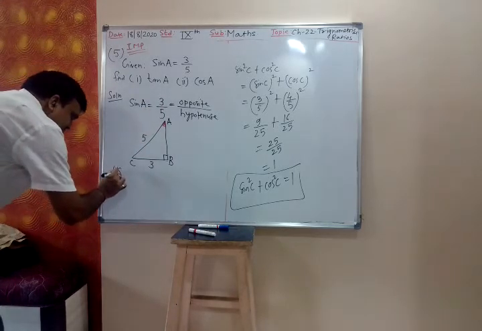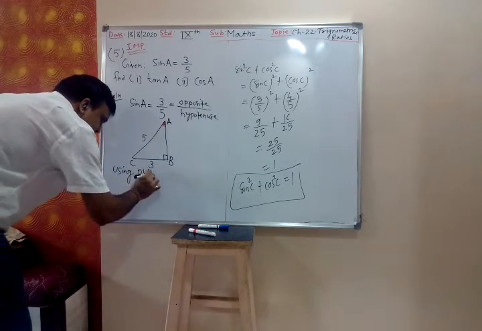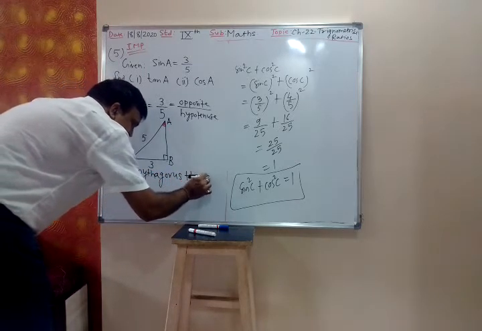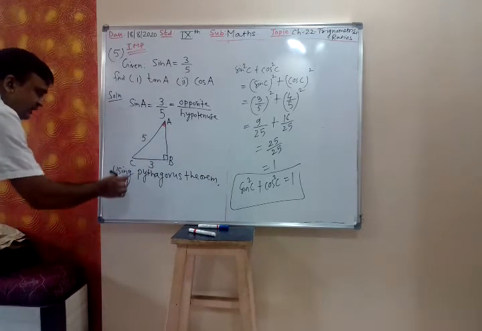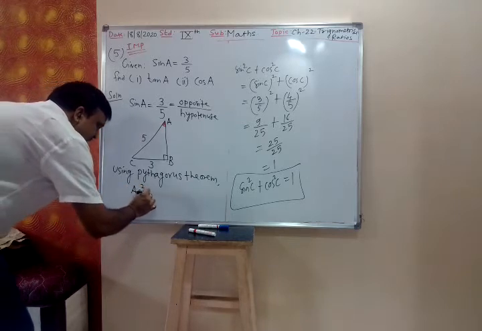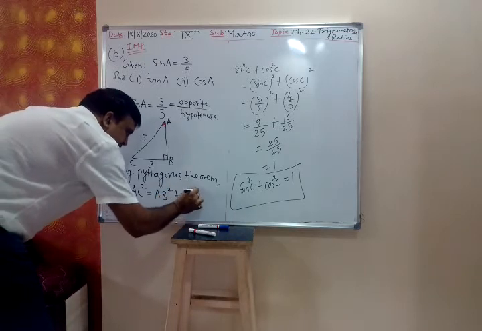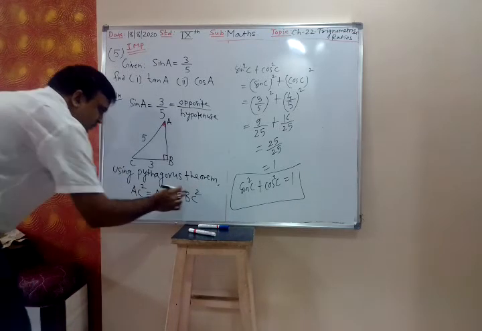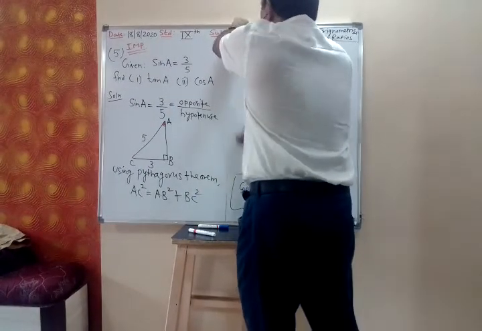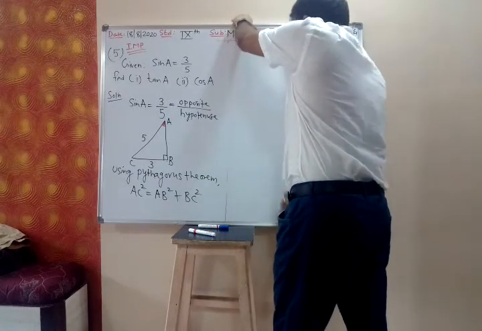Using Pythagoras theorem, AC square, hypotenuse square, is AB square plus BC square. So find AC square.